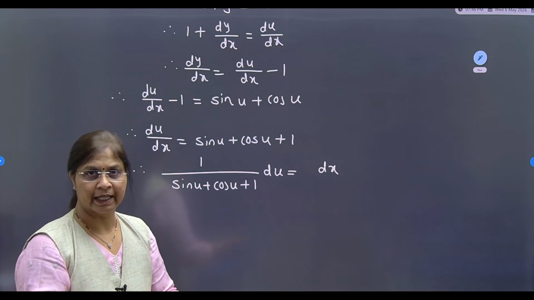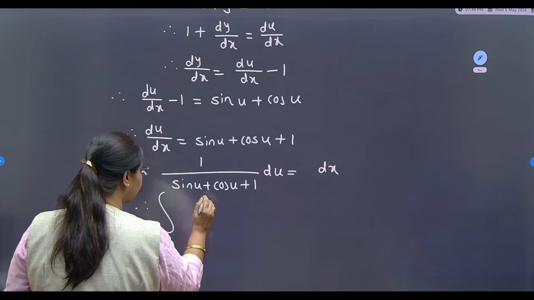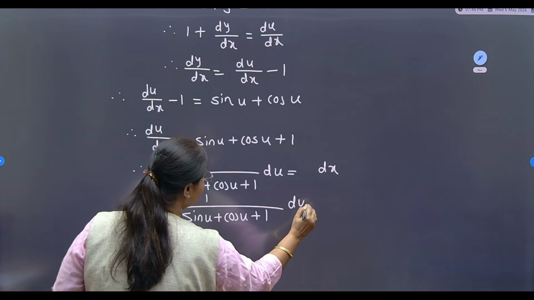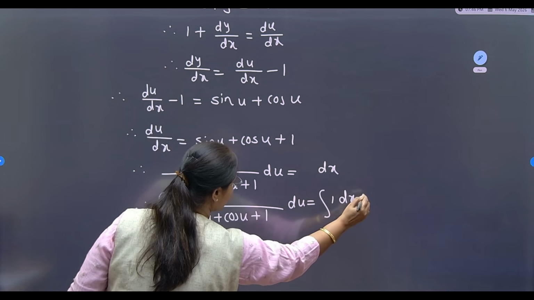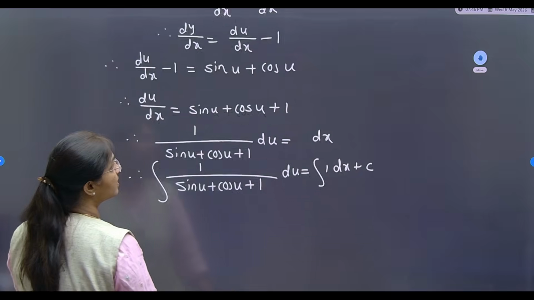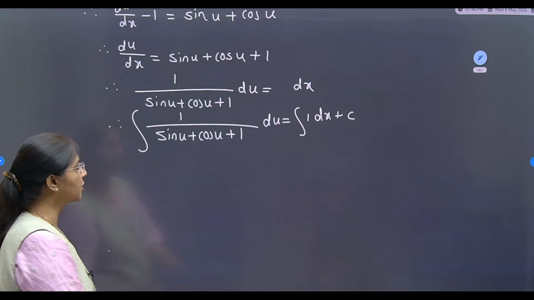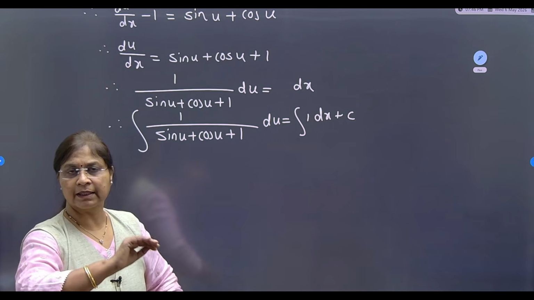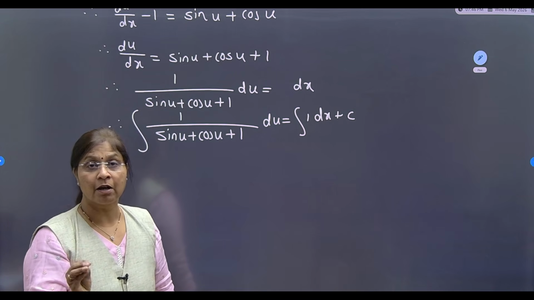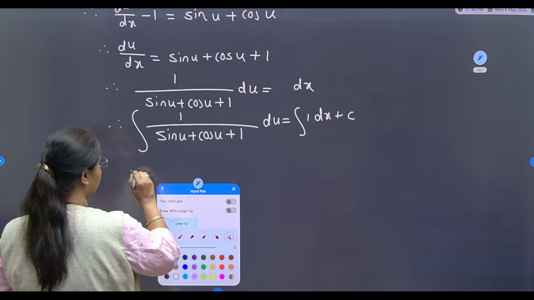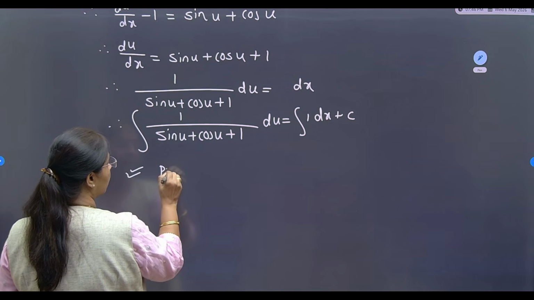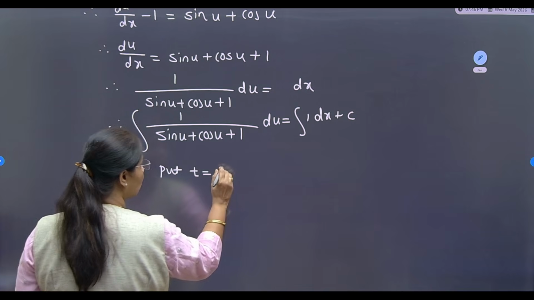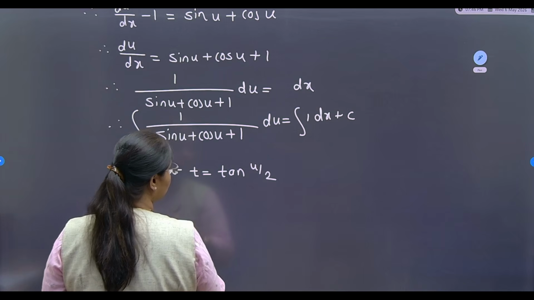Next, integrating both sides, we get the integral of 1/(sin u + cos u + 1) du = the integral of 1 dx plus constant of integration c. We know the integral of 1/(a sin x + b cos x + c) dx. The steps are: step number 1, substitution. Put t = tan(u/2).